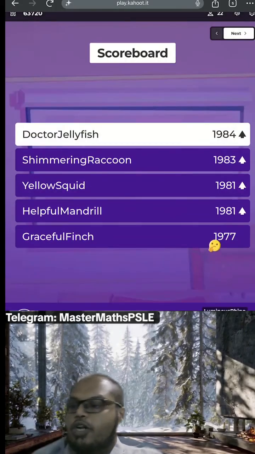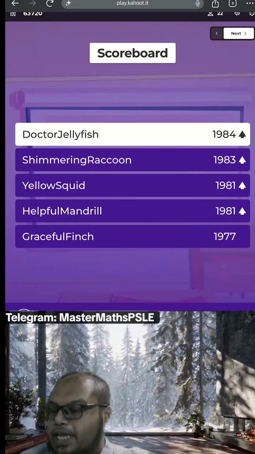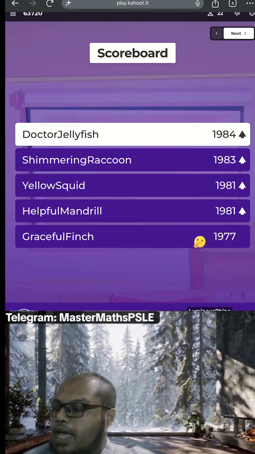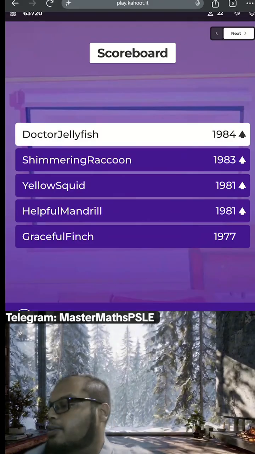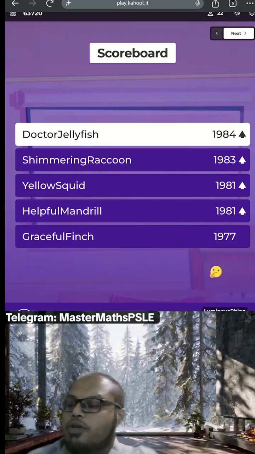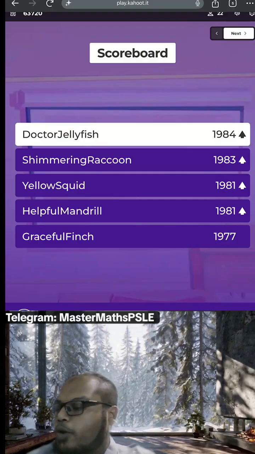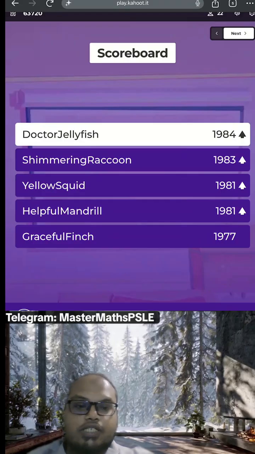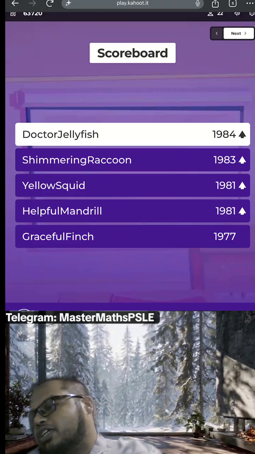Okay, now we got the Dr. Jellyfish climb up to first place. Only 1 point behind is Shimmering Raccoon. Then we got the Yellow Squid and Helpful Mandarin at 3rd and 4th place with 1,981 points. Okay, and only a few points behind is the Graceful Finch. Okay, interesting.